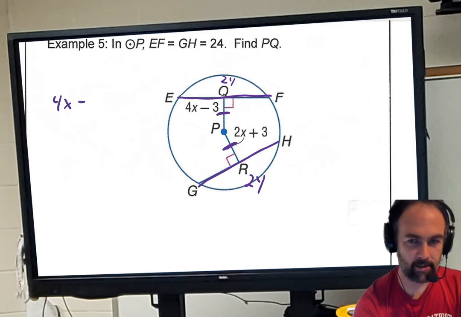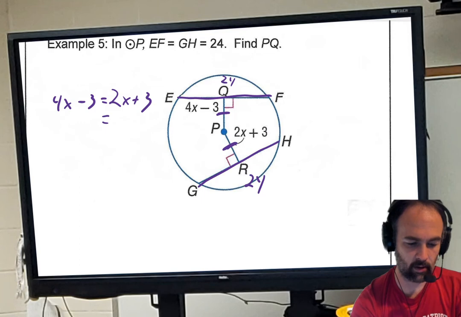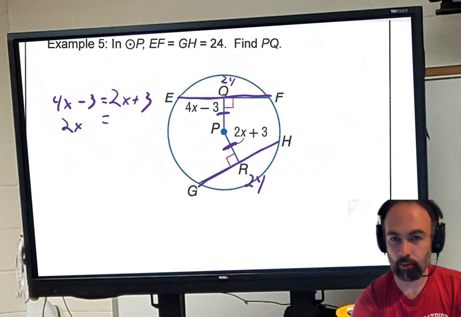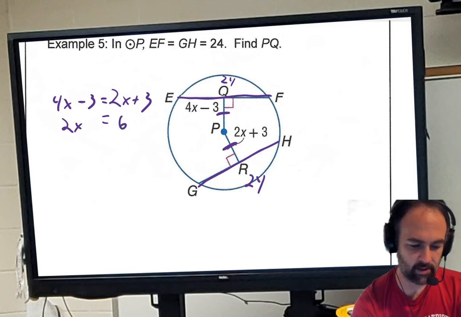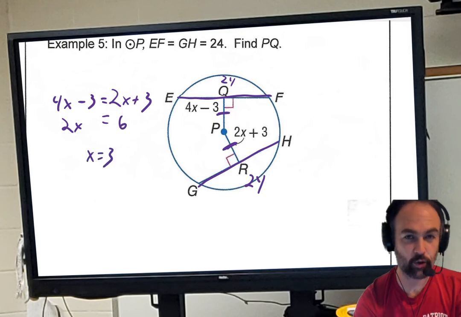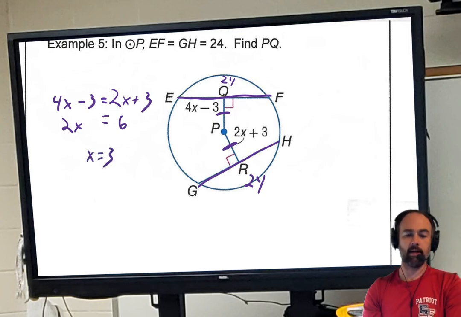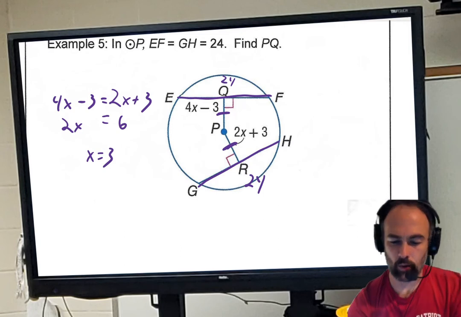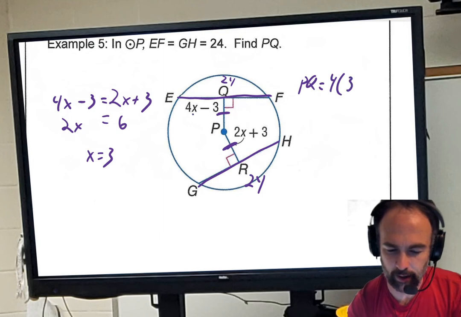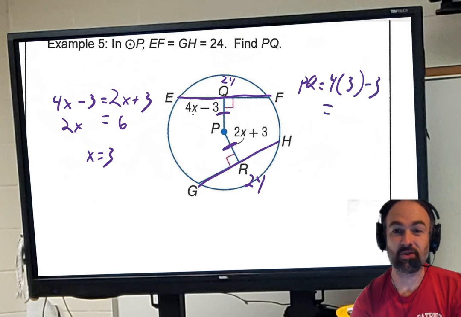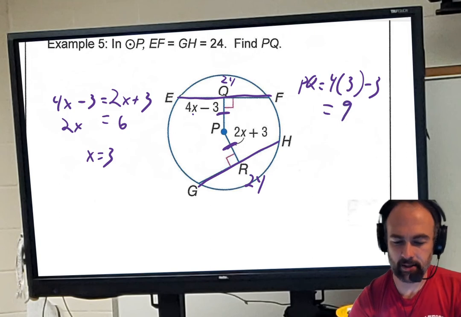So 4x minus 3 equals 2x plus 3. We're going to then subtract 2x on both sides. 4x minus 2x is 2x. Add 3 on both sides, and that's going to give me 2x equals 6. Divide by 2 gives me x equals 3. Now, we're not done. We need to know the distance from P to Q. So PQ is 4 times x, which is 3, minus 3. 4 times 3 is 12, minus 3 is 9.